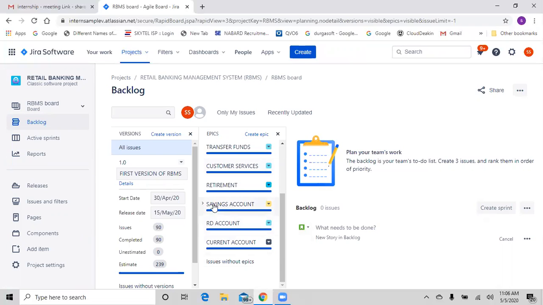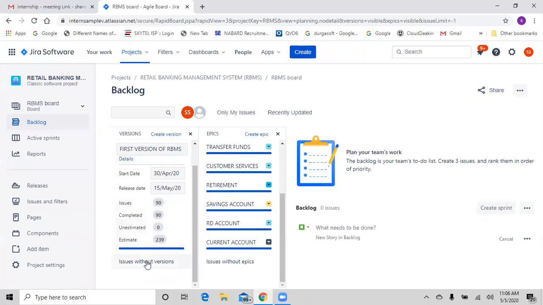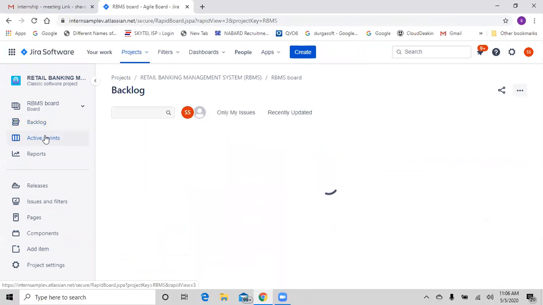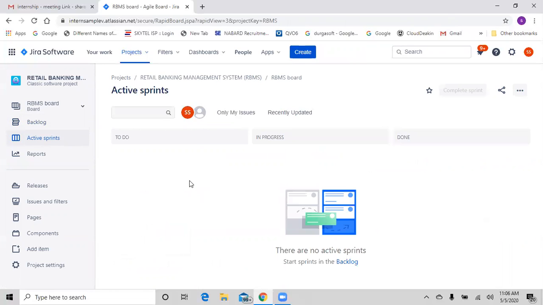Just click on active sprints once. There are no user stories in active sprints now. Active sprints. Okay. So no user stories here. Go to the issues and filters.